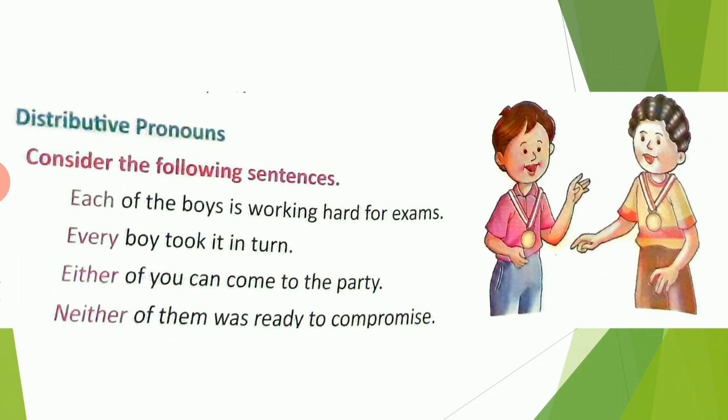Now consider the following examples. Each of the boys is working hard for exams. Every boy took it in turn. Either of you can come to the party. Neither of them was ready to compromise. So in these sentences, each, every, either, neither are called distributive pronouns because they refer to persons or things one at a time. And for this reason, they are always singular and are followed by the verb in the singular.